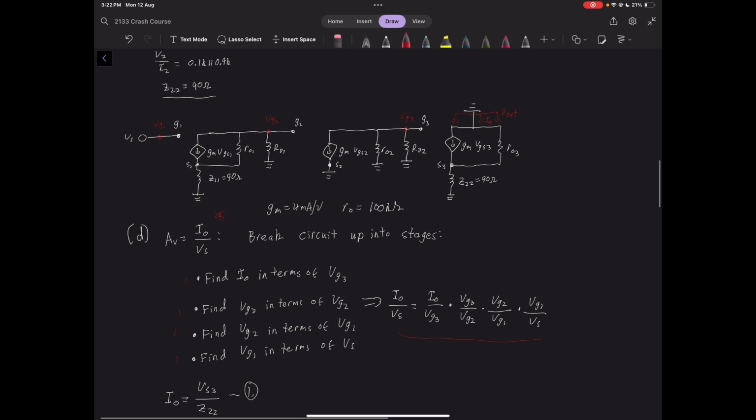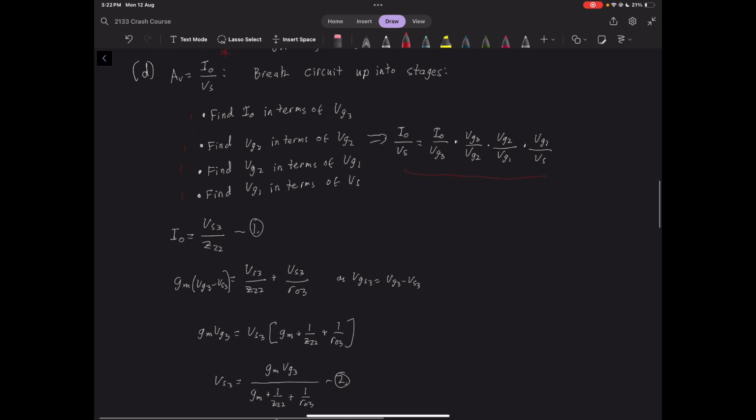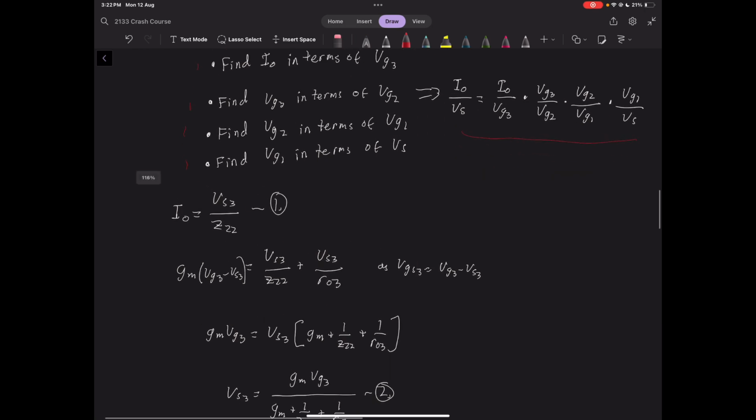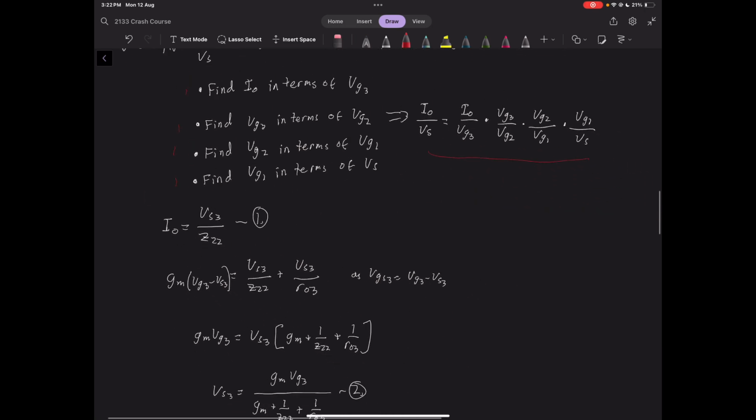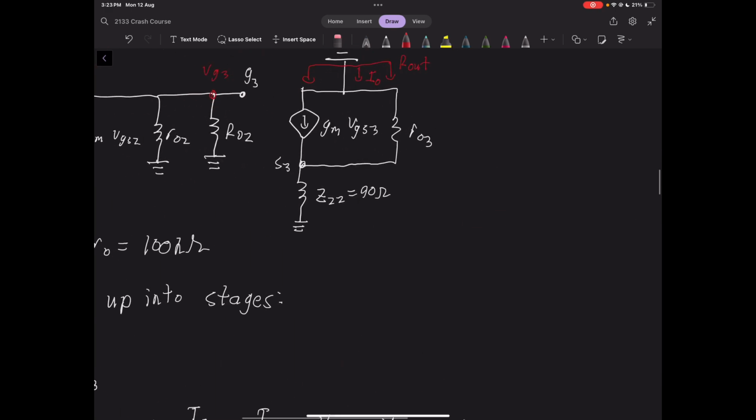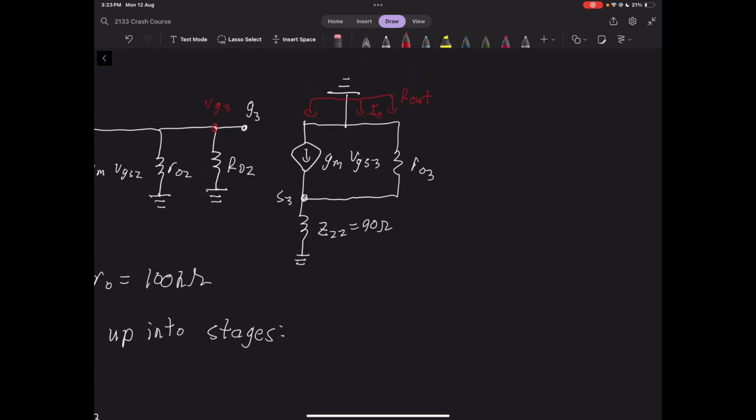It makes it a little bit more approachable, I find, than just trying to attack this circuit in one go. So first off, let's try and find I out in terms of VG3. For starters, we know that I out equals VS3, the source voltage, over Z22. Hopefully that makes sense, because I out is coming in and then it will be split along these 2 branches, but the current out of here must also equal I out.